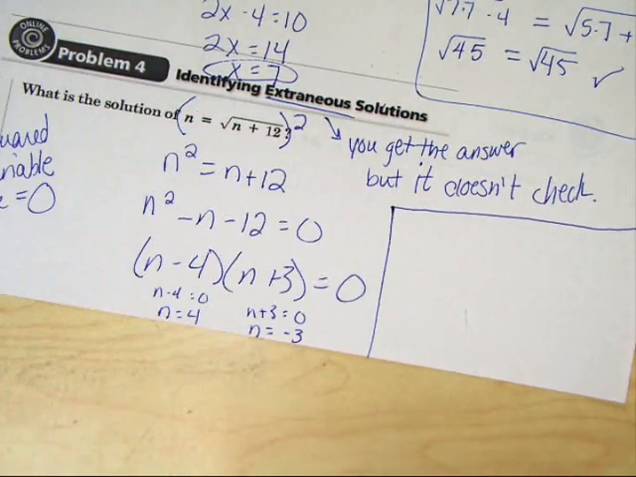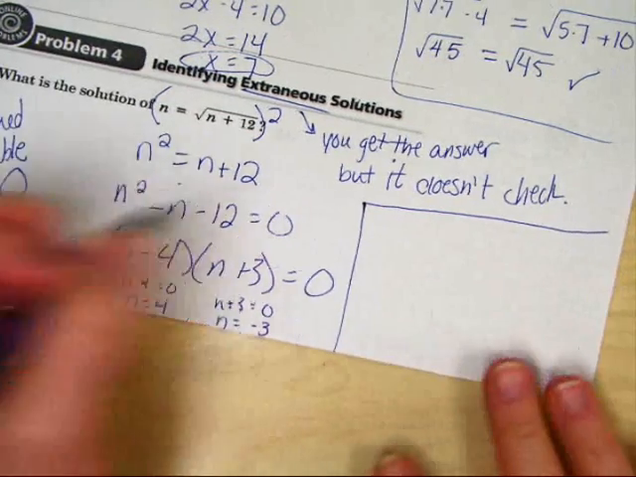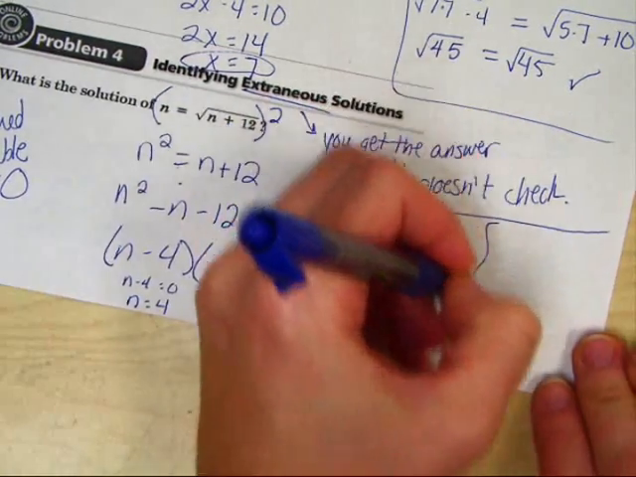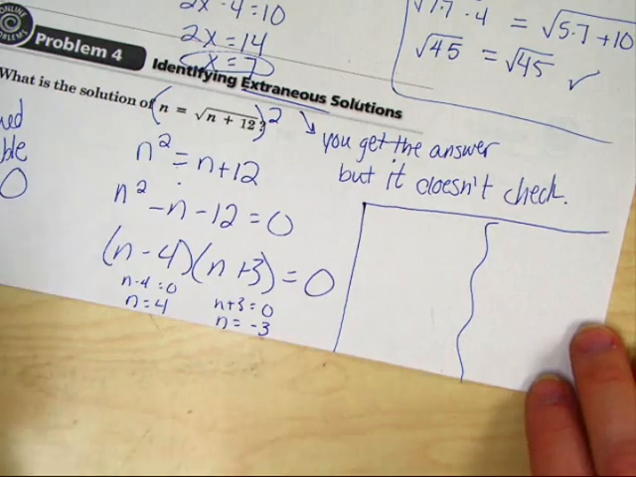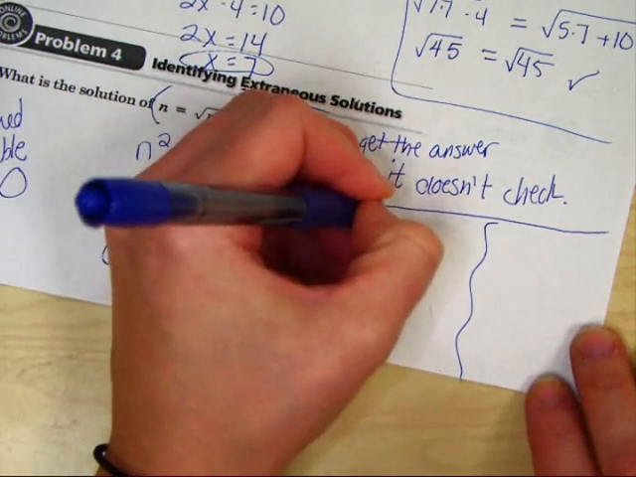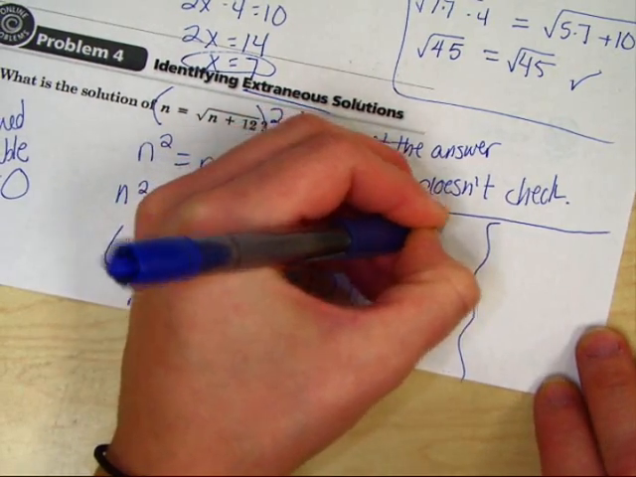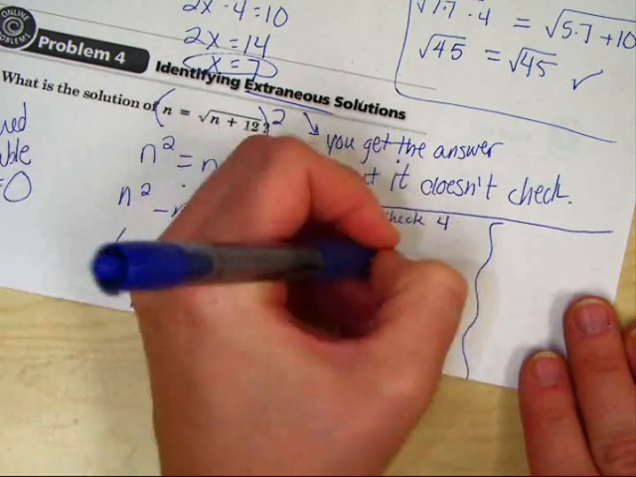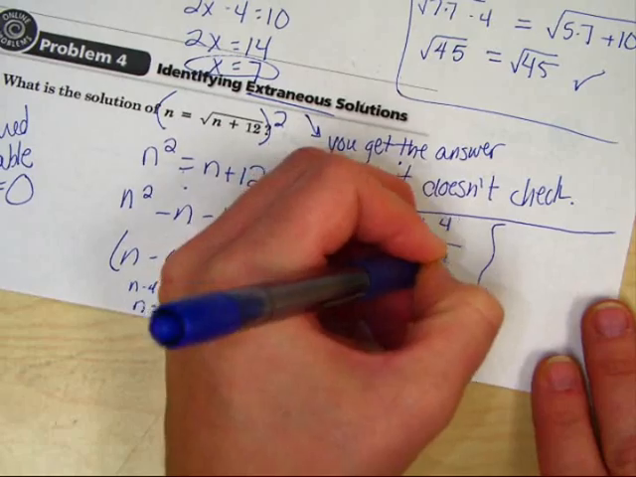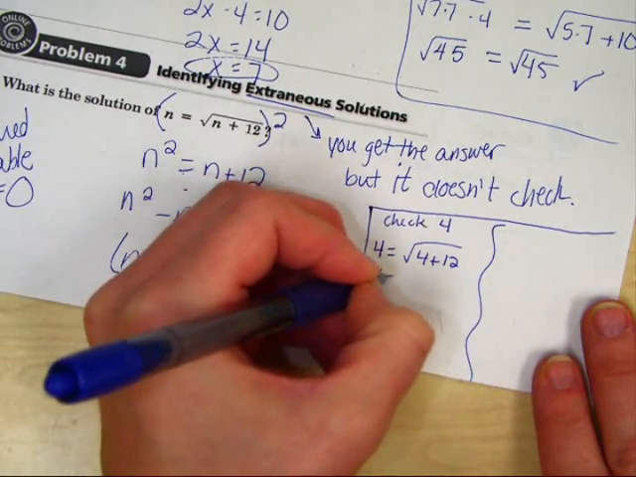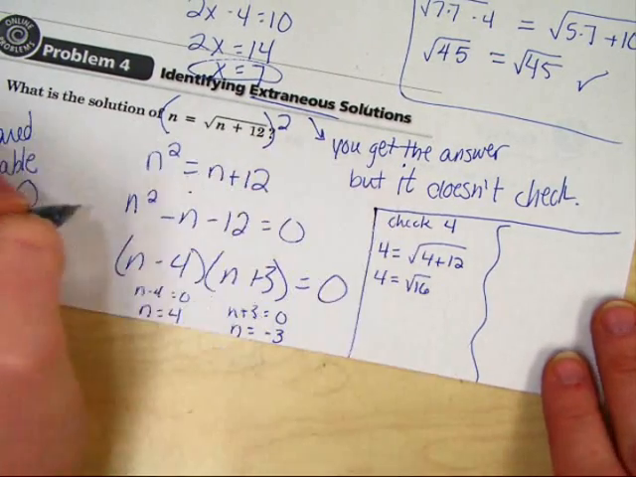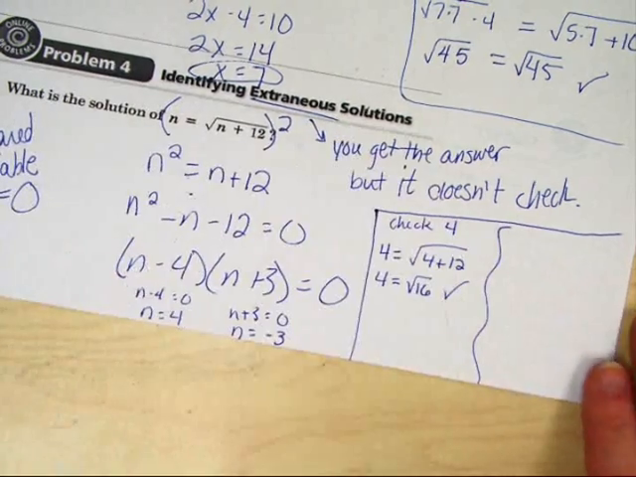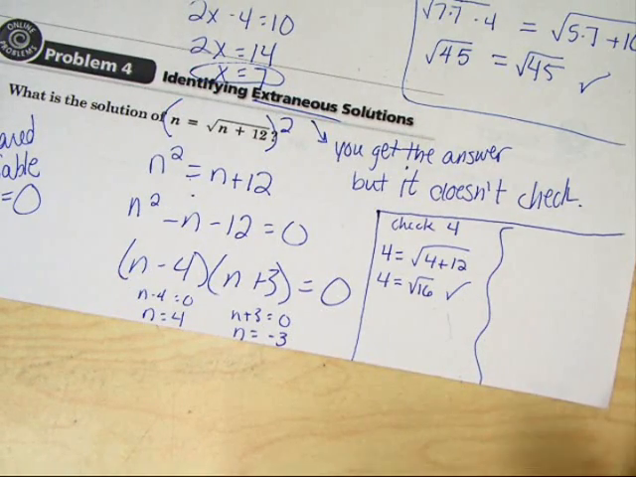Okay, you ready? So let's take our original equation and let's try 4 first. We have two checks. Keep it nice and small. Let's check 4. I'm going to write that down so you know what I'm doing. Check 4. So I just do 4. Does 4 equal the square root of 4 plus 12? That's like asking, does 4 equal the square root of 16? The answer? Yes, it does. 4 is the square root of 16.